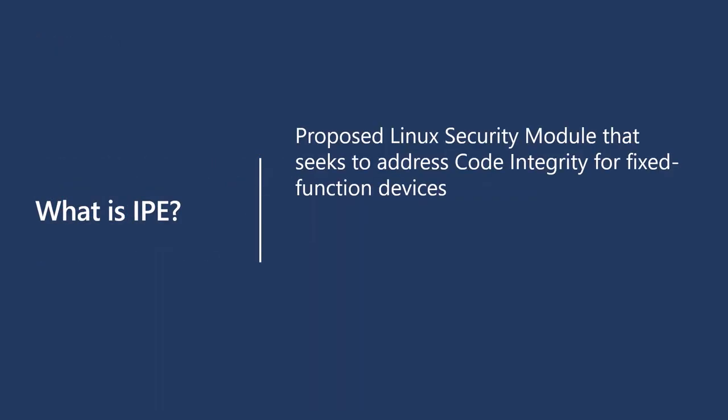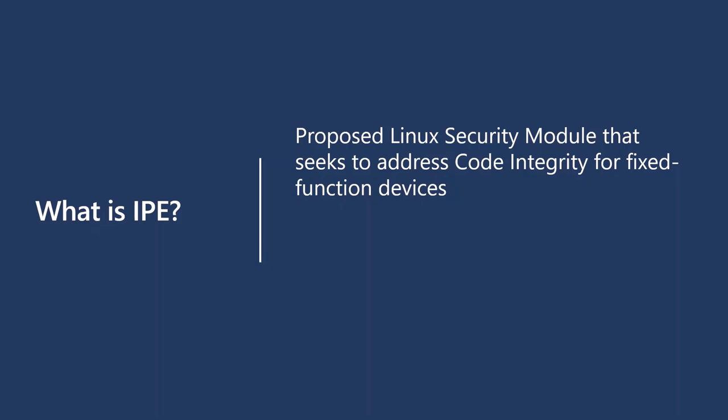So real quick, what is IPE? IPE is a proposed LSM. It's not yet upstream, even though the patches are posted online publicly, that seeks to address code integrity for fixed function devices. Now, this is a little bit of a misnomer. It actually seeks to achieve more of a trust-based access control solution as opposed to solving code integrity in and of itself. So trust-based access control here means, hey, we need to prove the integrity of the file, and then the policy authorizes what is allowed to run based on that integrity claim.